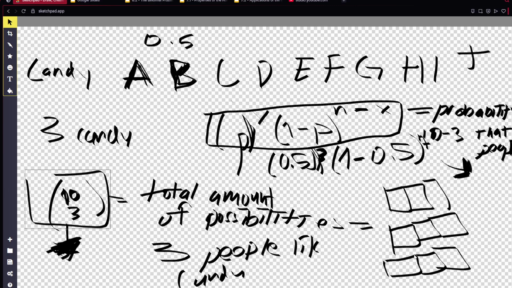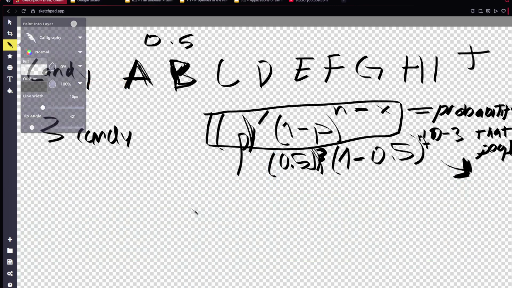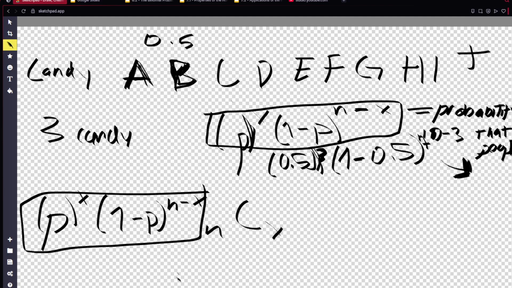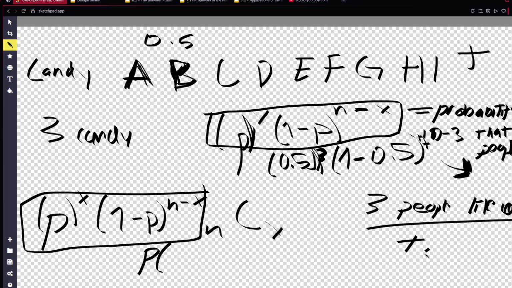So let's clean this up a little bit, actually. So let me just make it a little bit easier to read here. Then we'll do C and an X. So this part gives us the probability that someone likes candy. But what are we looking for? We're looking for all the probabilities combined. And the probability here is simply going to be, or the proportion that it gives us, is going to be 3 people like candy over total number of trials. And this gives us the amount of possibilities that there is that 3 people like candy.